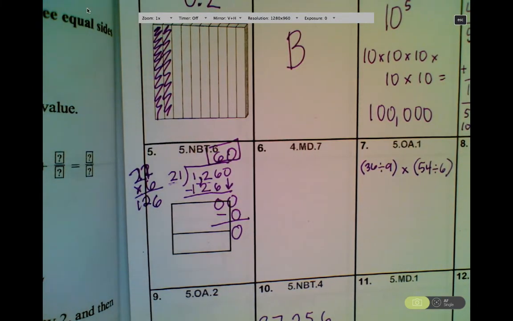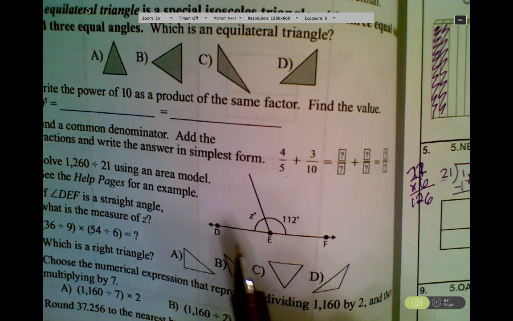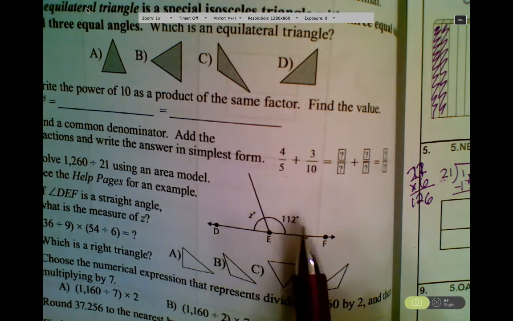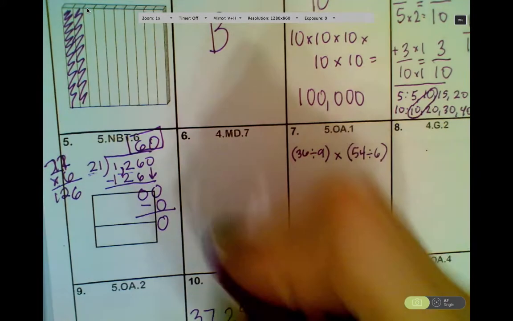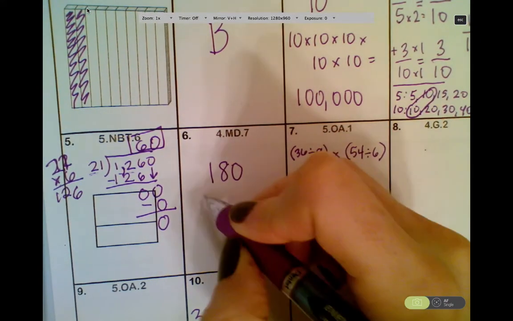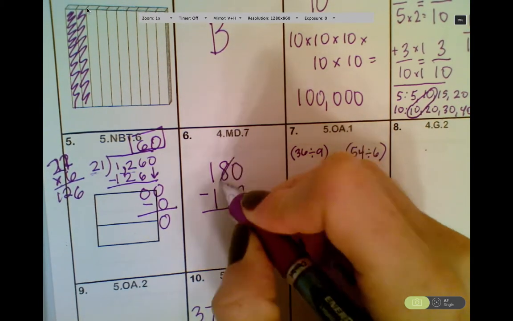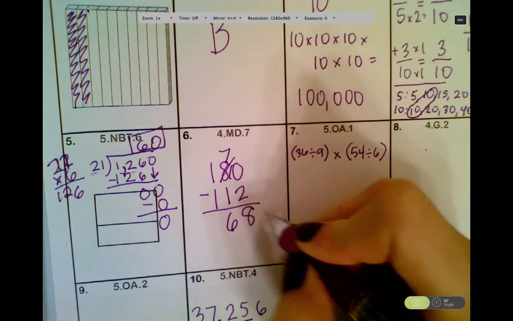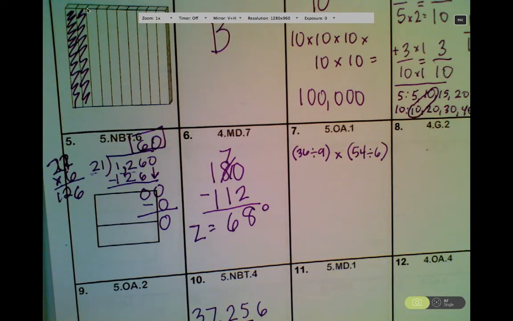Number 6. If, you can see this angle here, if DEF is a straight angle, and we know this is 112 degrees, what is the measure of angle Z? Well, I know that a straight angle is 180 degrees, and I'll subtract 112, which we already know. And I get Z equals 68 degrees.